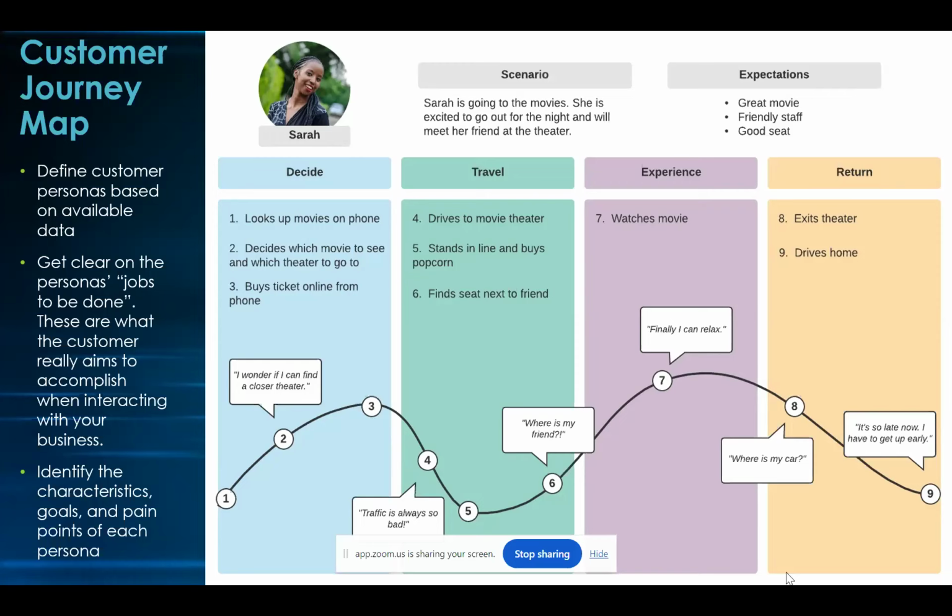So this is now how you can use your persona to highlight this. All these different things here: decide, travel, experience, return. They're all touch points. They're all different ways that the user interacts with the organization, and then you obviously see how it affects her and all of that.